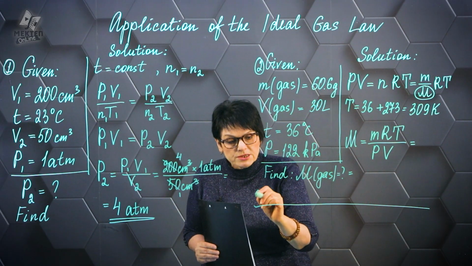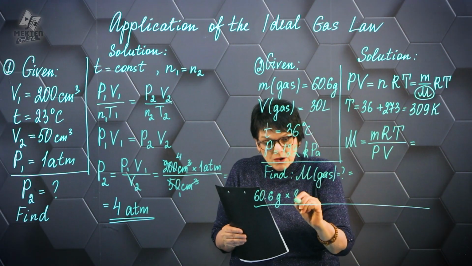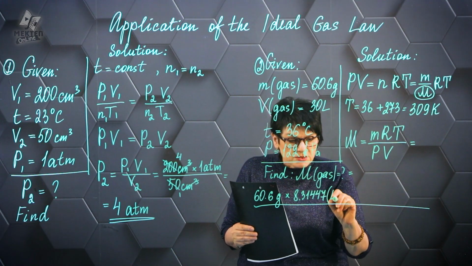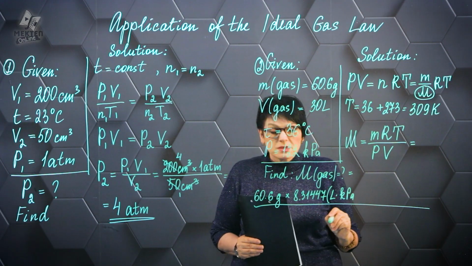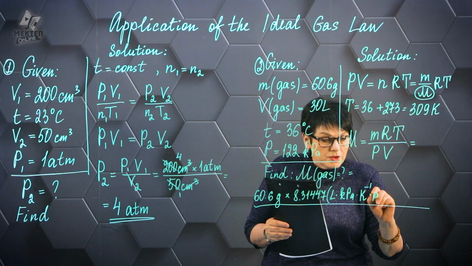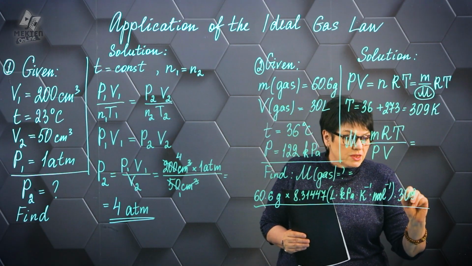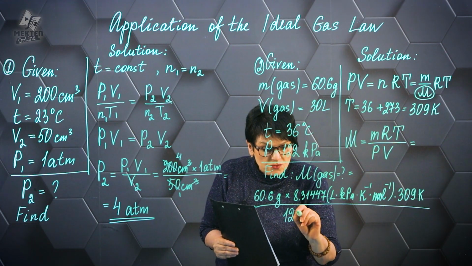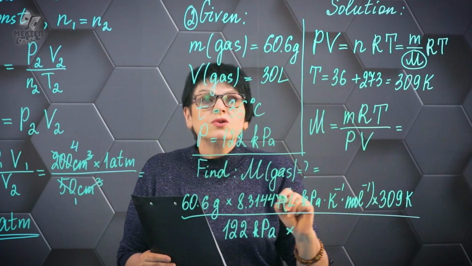The mass of the gas is 60.6 grams, multiplied by the gas constant, which is equal to 8.314. Let's take the units of measurement in parentheses: liter times kilopascal per kelvin per mole, that is, kelvin to the minus first power and mole to the minus first power. Why do we need to take the kilopascal? Because we have the pressure given in kilopascals. These are the units for the gas constant. And the temperature converted to kelvins, 309 kelvins. That's our numerator. Now we go to the denominator. In the denominator, we have 122 kilopascals, multiplied by the volume of 30 liters.